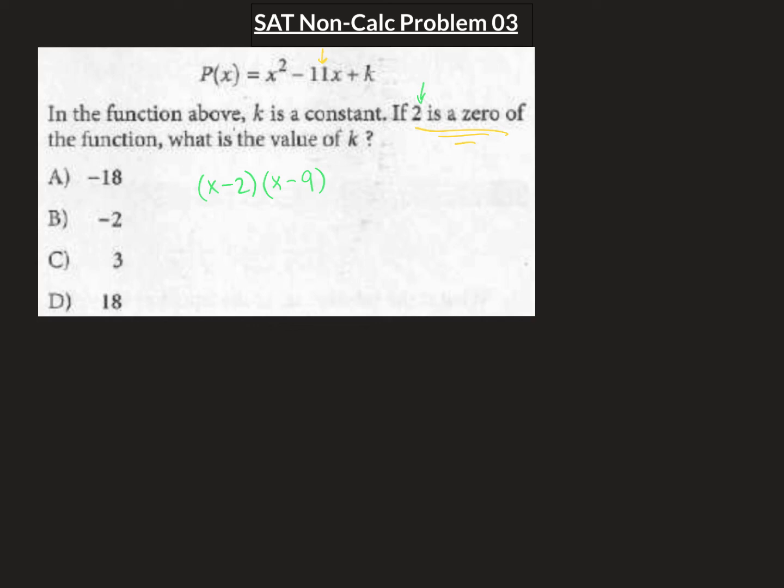Now that we have our equation for p(x), we just solve normally. We would get x² - 9x - 2x + 18. And just to verify, we have x² - 11x + 18 = p(x). Since we're solving for k, which is its final value here, we know that 18 is our final answer.